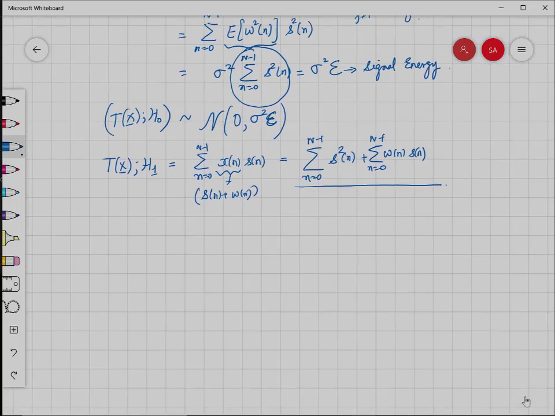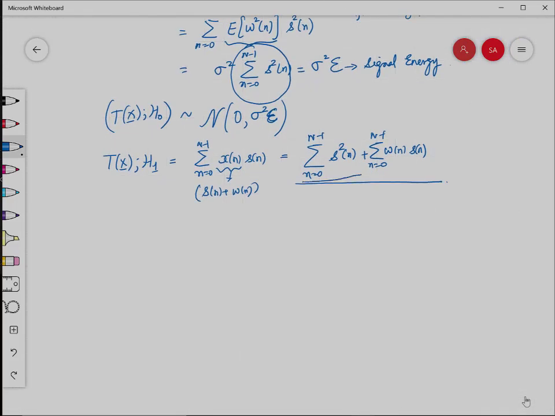Again, you can see here that this summation S square n is a constant, the Wn's are Gaussians, and this is the sum of the weighted Gaussians. So this whole is again distributed as a Gaussian. Okay, again a Gaussian with, let's find out the mean and the variance for this case.